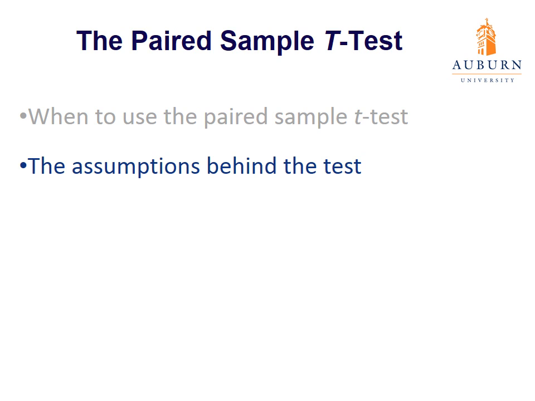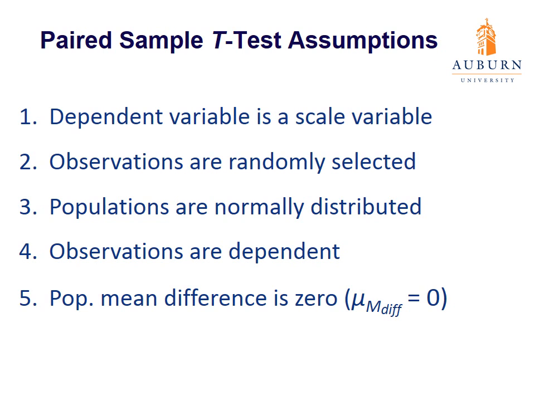Okay, so let's go ahead and talk about the assumptions behind the test. Every statistical test has assumptions, and so we should discuss the assumptions for a paired sample t-test because that's what we're learning here. So the very first thing you should notice with the assumptions is that the first three assumptions are exactly the same as the previous two hypothesis tests that we've learned, the z-test and the independent sample t-test.